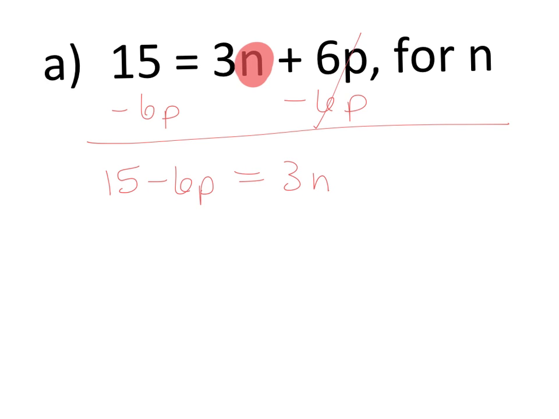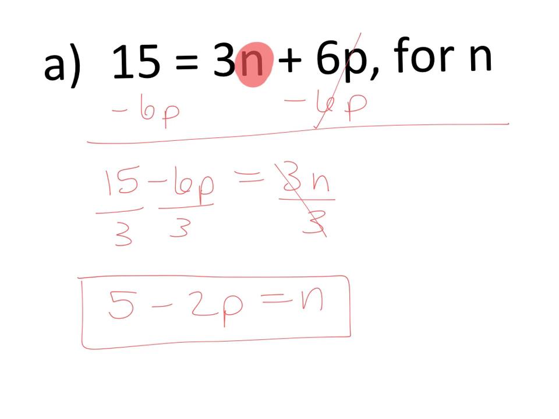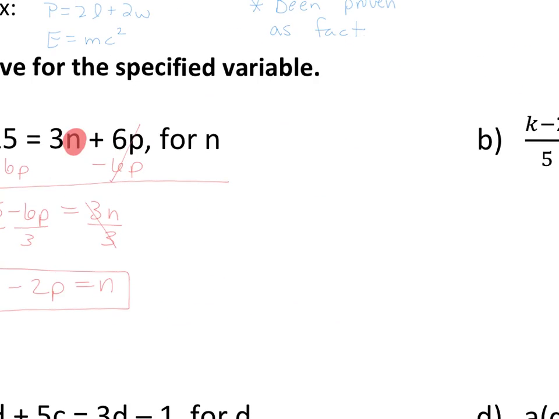And then again, I'm isolating that n. So now I'm going to divide everything by 3. So I'm going to end up with 5 minus 2p equals n. Again, isolate the variable, get it all by itself. Okay, so let's try another one here.